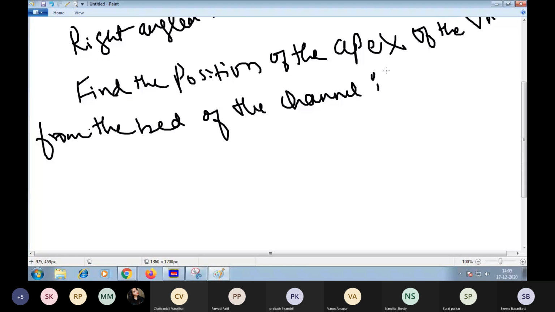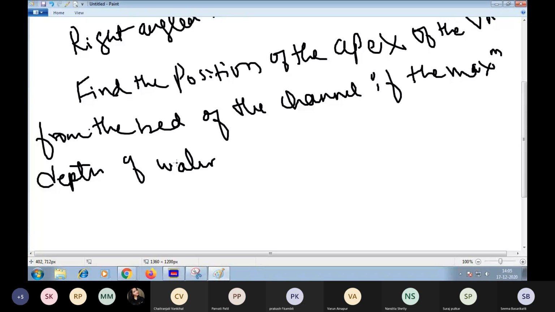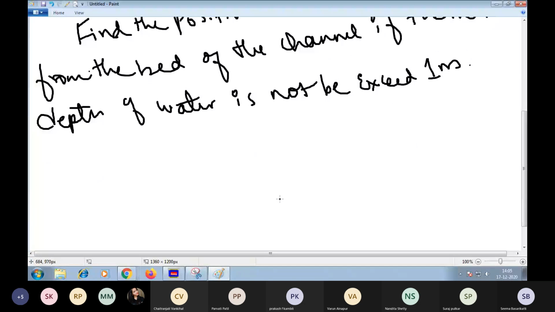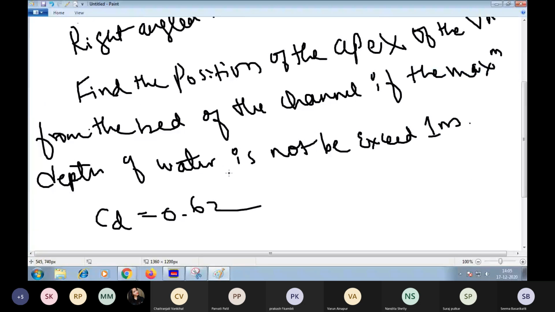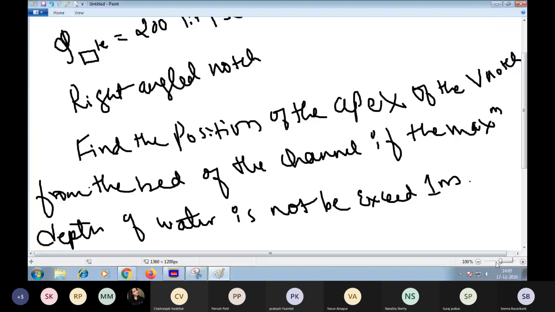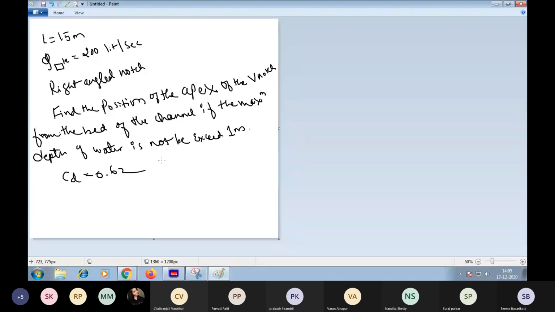If the maximum depth of water is not to exceed 1 meter, take Cd as 0.62. So note down this problem and solve it by yourself.